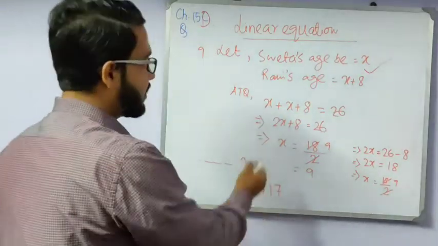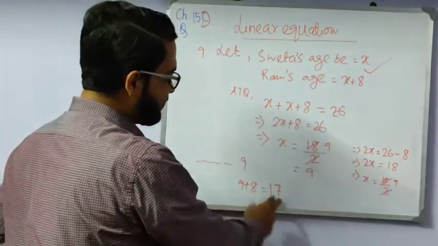Are my answers correct? By checking it. Sum of their ages is 26. So 17 plus 9, that is 26.